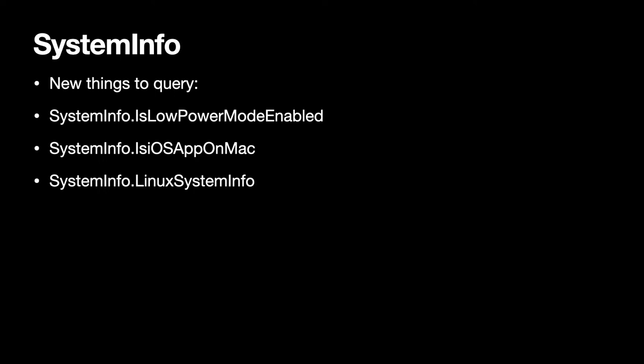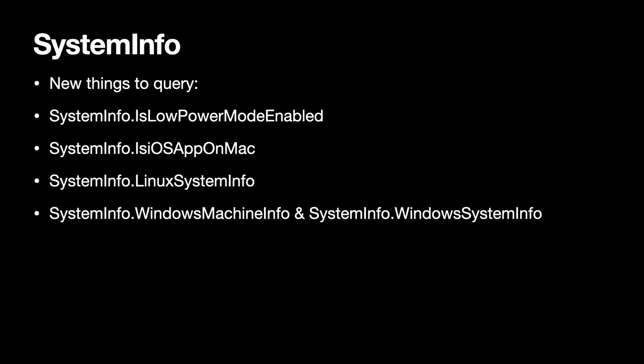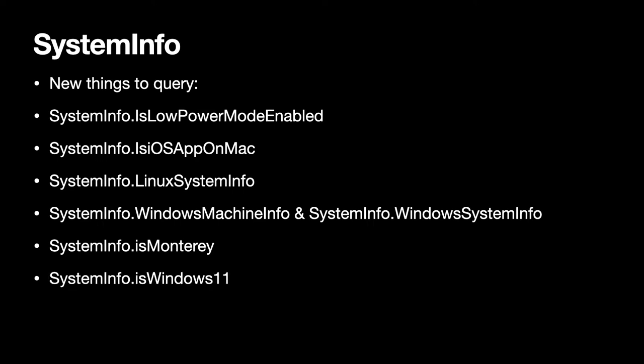Then for Linux, you can query the system information, which includes data about the CPU load and the RAM usage. So you can actually see how well your server is doing. We have some information on Windows for the machine and the system, which tells you the CPU type and revision. Then we have an isMonterey function to tell you if it's a newer operating system on macOS, version 12. And we have an isWindows11 function to tell you whether it's Windows 11.